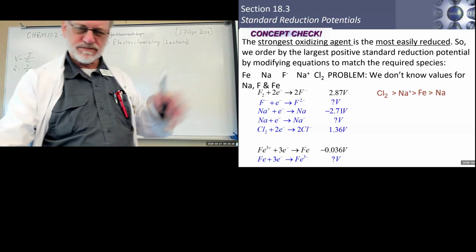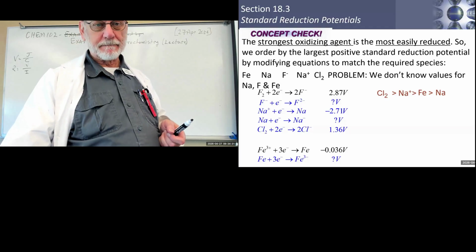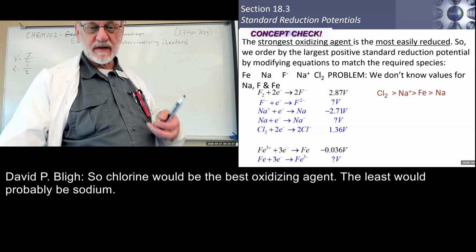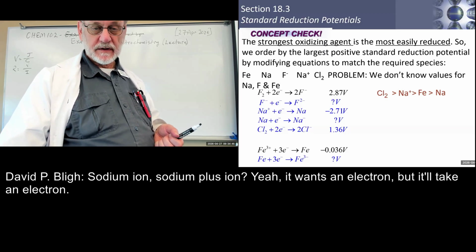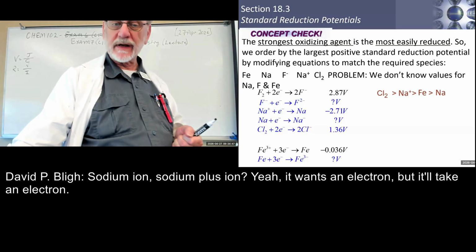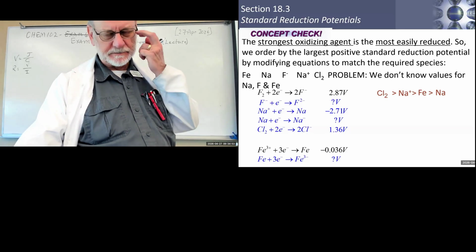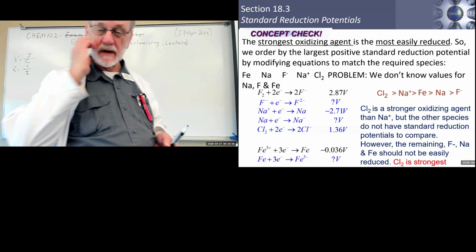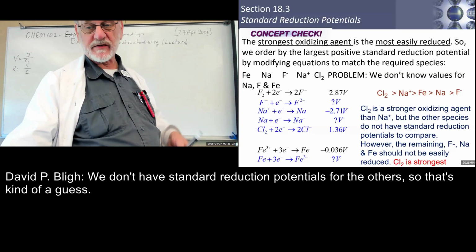And we're trying to sort of qualitatively arrange these in order. So chlorine would be the best oxidizing agent. The least would probably be sodium metal. Sodium plus ion, yeah, it wants an electron, right? It'll take an electron. But it's probably not as good as chlorine. We don't have standard reduction potentials for the others, so that's kind of a guess.